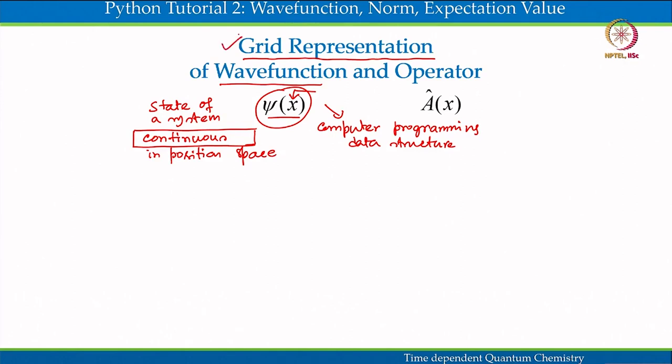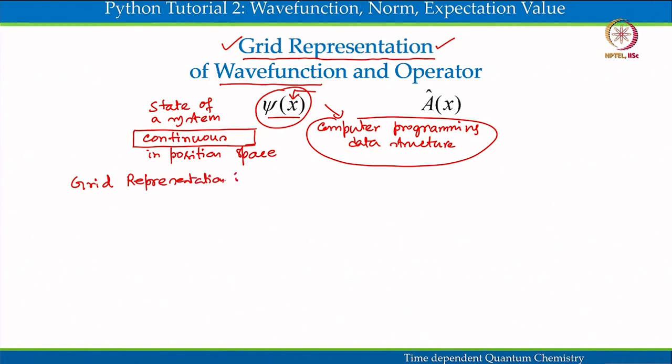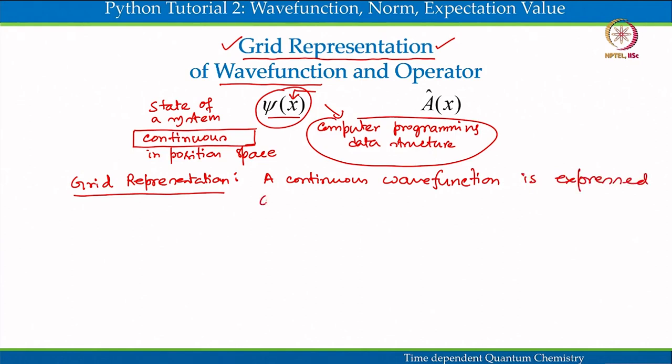But in the grid representation, the representation which we'll use to represent a wave function in the computer programming data structure, a continuous wave function is expressed on a set of position grid points. So, what does it mean?